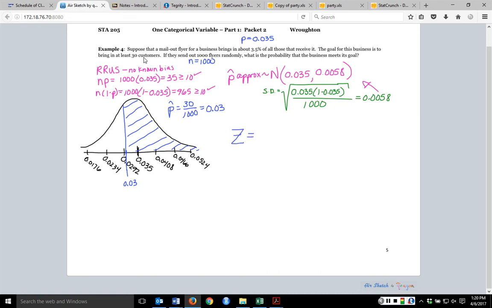Gotta change that to a z so I can go to the table, right? So we take our p hat, which we just found to be our 0.03, subtract off our value of p, or where the graph is centered at, 0.035, and divide by our standard deviation that we already calculated above, 0.0058. Get our z. So we're not quite one standard deviation below or to the left. I'm going to take that number to the table.